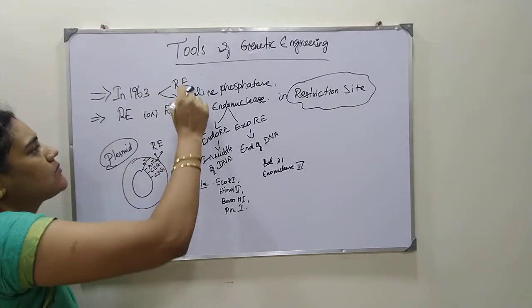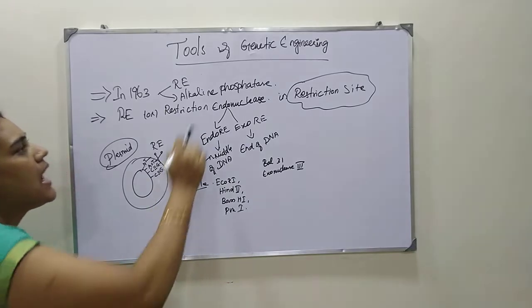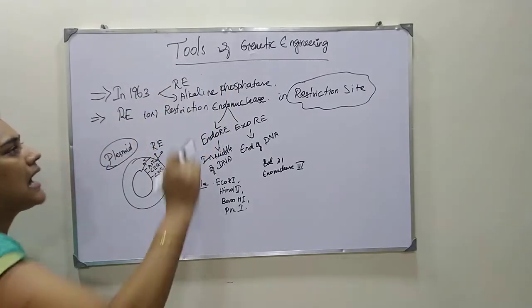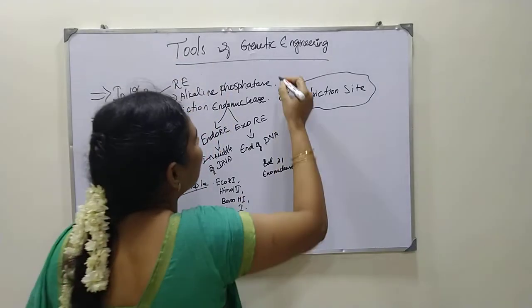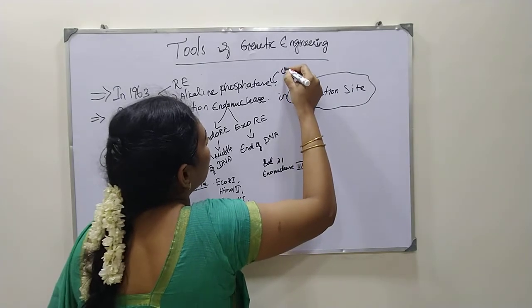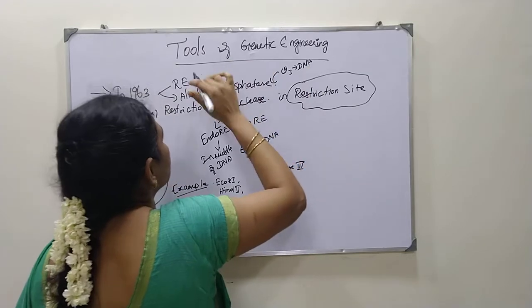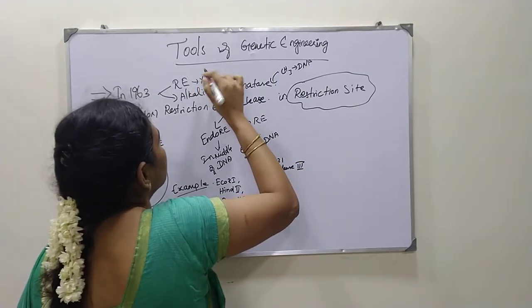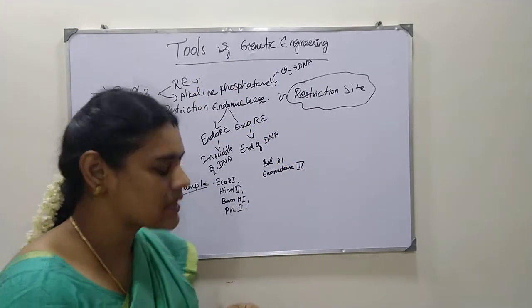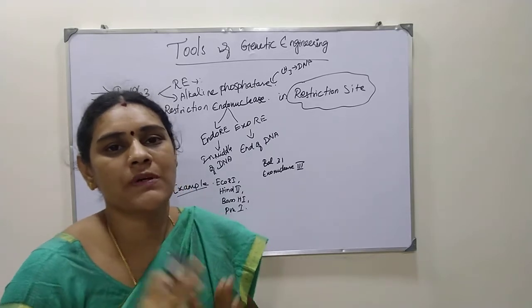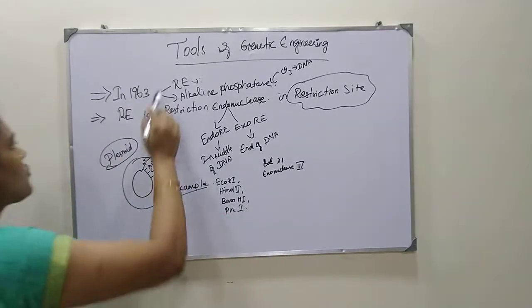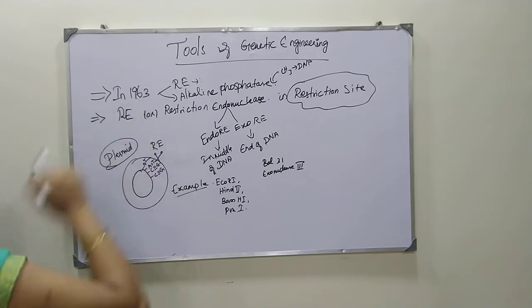What are the two enzymes? That is restriction endonuclease enzyme and alkaline phosphatase enzyme. Alkaline phosphatase enzyme adds the methyl group to the DNA. But the other enzyme, restriction endonuclease, cuts the DNA sequences at particular sites. So these two enzymes were recognized in 1963.